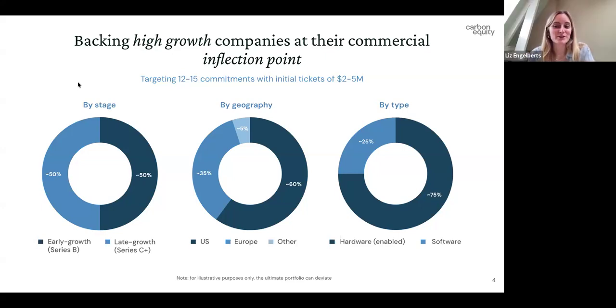And one question I most often get within this slide is why roughly 60% of the portfolio is expected to be deployed in the US, and then also with the man behind the Oval Office desk in your head right now.